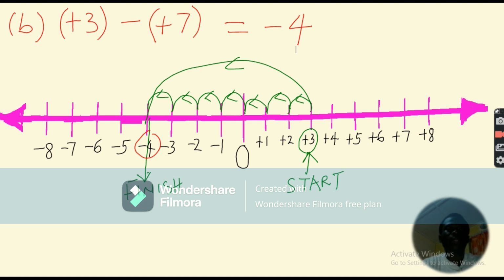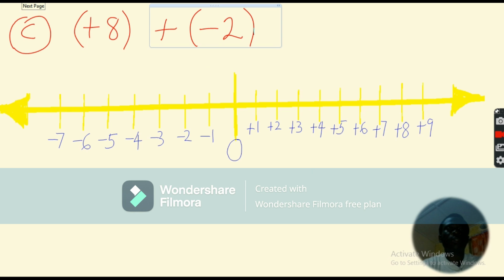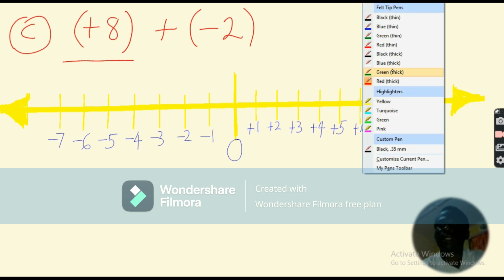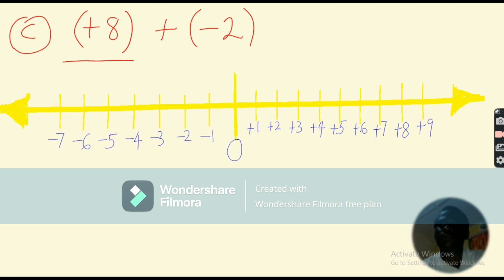Alright, we take the third question, which is C. The question asked us to add a negative number. Adding a negative number still means that we are going to the left. But let's start from +8. So here, I choose to start from +8. That is, I write my start here.